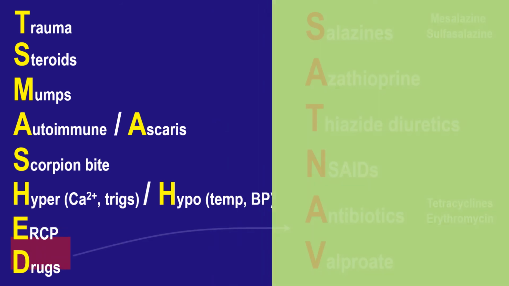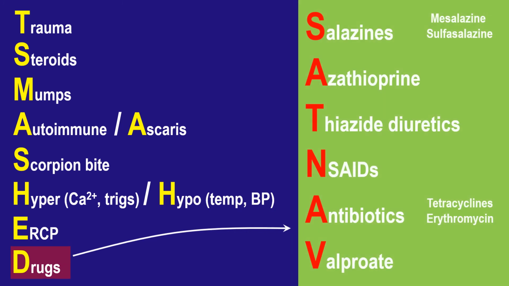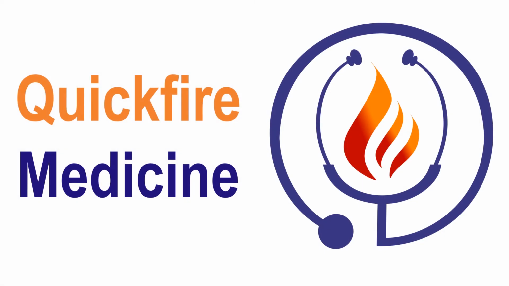Finally, D is for drugs. Apart from steroids, there are many other drugs that can cause pancreatitis. I use the mnemonic SAT-NAV to remember the rest, but it's best just to look up the drug in question. So that's what you need to know about the causes of acute pancreatitis.